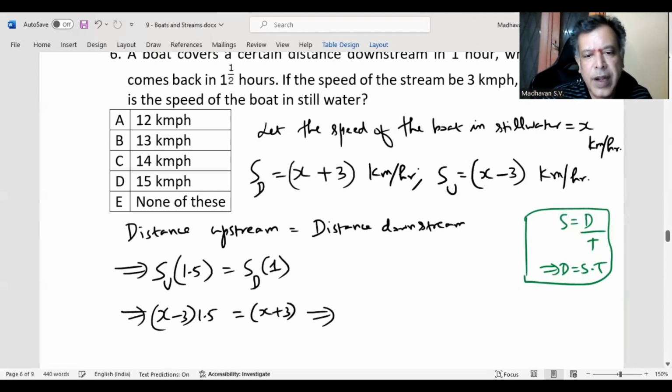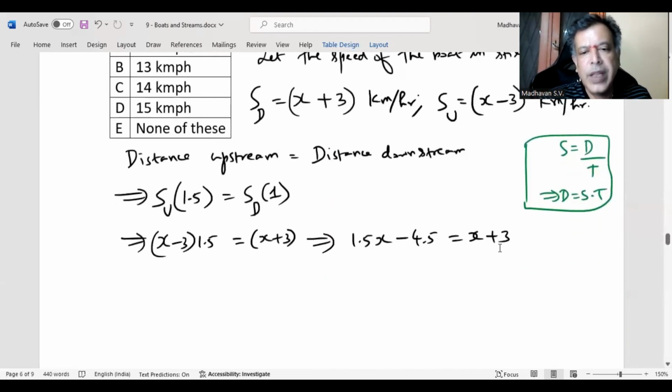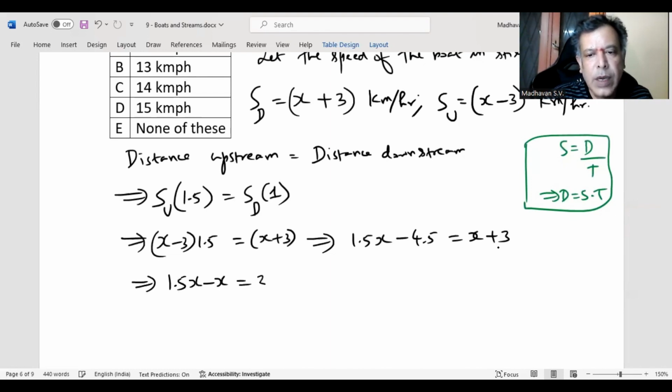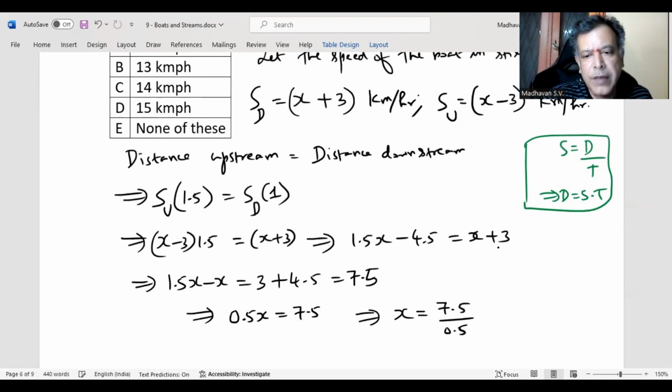So this can be simplified as 1.5x minus 4.5 is equal to x plus 3. Now bringing all x terms to one side, we get 1.5x minus x equal to 3 plus 4.5, which is 7.5. Which means 1.5 minus 1 is 0.5, x equal to 7.5. So x is equal to 7.5 by 0.5. Multiplying numerator and denominator by 10, we get 75 by 5, which is 15.